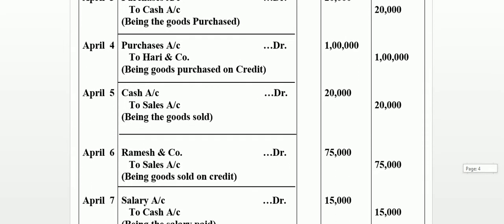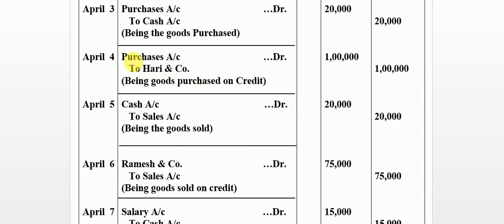Now let's proceed to the next one, that is purchase of goods from Hari on credit. So the general entry will be purchase account debit to Hari and Company, that is 1 lakh and 1 lakh. Now comes the fifth one, that is cash sales. So the general entry of this transaction is cash account debit to sales account, that is 20,000, 20,000. Now proceeding towards April 6, the transaction shows goods sold to Ramesh and Company on credit. So the general entry for this is Ramesh and Company account debit to sales account.